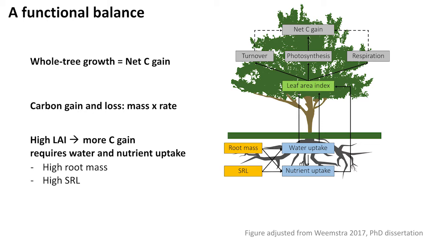However, there are carbon losses involved as well. A fine root mass, similar to leaf mass, times a certain fine root turnover rate leads to more carbon losses through turnover at the whole plant level. And similarly, if you have a large fine root mass times a given fine root respiration rate, you lose more carbon at the whole plant level through respiration.